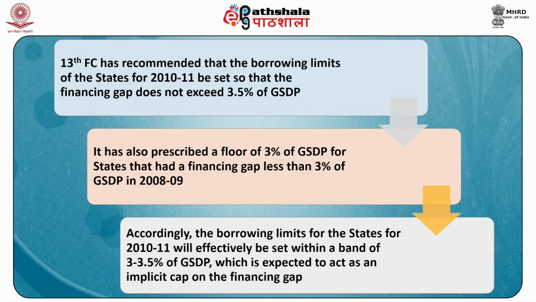The 13th Finance Commission has recommended that the borrowing limits of the states for 2010-11 be set so that the financing gap does not exceed 3.5% of GSDP or the financing gap relative to GSDP in 2008-9, whichever is lower. It has also prescribed a floor of 3% of GSDP for states that had a financing gap less than 3% of GSDP in 2008-9. Accordingly, the borrowing limit for the states for 2010-11 will effectively be set within a band of 3 to 3.5% of GSDP, which is expected to act as an implicit cap on the financing gap that any state can incur in the ongoing fiscal year.